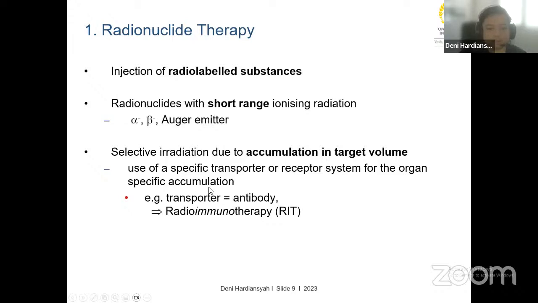So for example, we would like to use this type of therapy for radioimmunotherapy. For example, we're talking about leukemia. And then we know that our tumor has a lot of transporters on its cell surface. So therefore, here we can use an antibody, because this antibody can target the transporter. So this is how we get the accumulation.